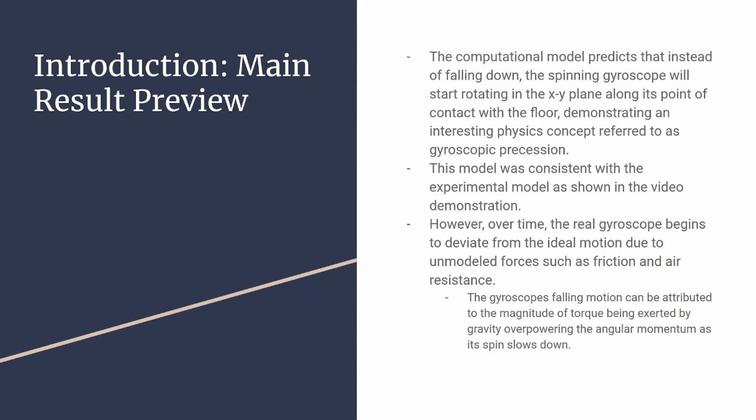However, over time, the real gyroscope begins to deviate from the ideal motion due to unmodeled forces such as friction and air resistance. The gyroscope's falling motion can be attributed to the magnitude of torque that's being exerted by gravity overpowering the angular momentum as its spin slows down. So let's look more into what this exactly looks like.